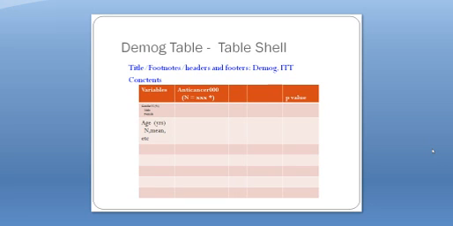Let's talk about the concept that we use for making demographic tables. As we mentioned before, we need these basic concepts for making our tables. First, let's look at the table shell. In the table shell, if you look at the title, the subtitle mentions that ITT population should be used.